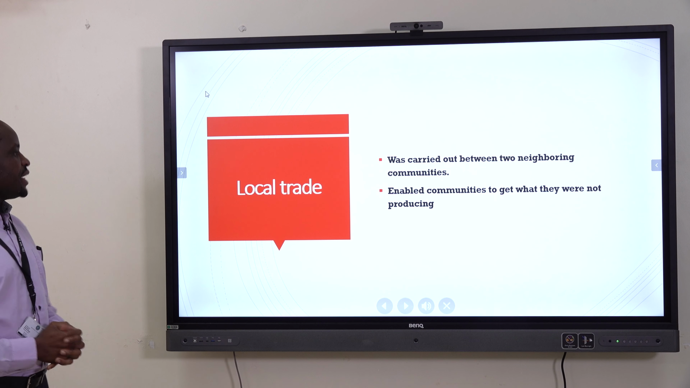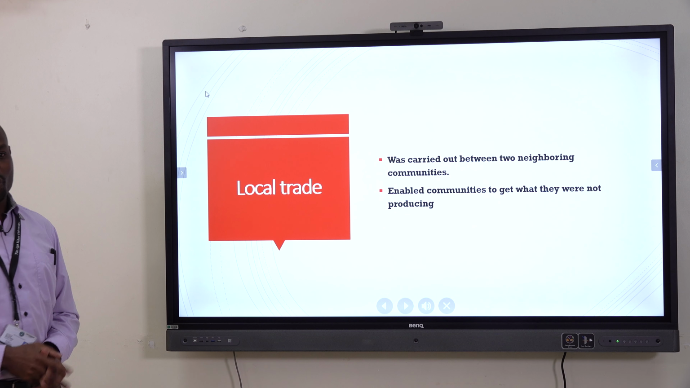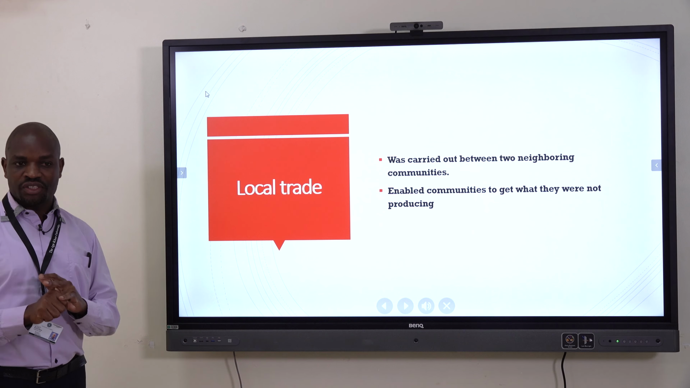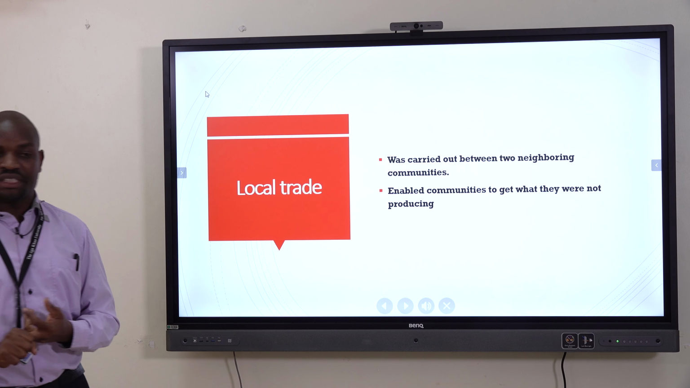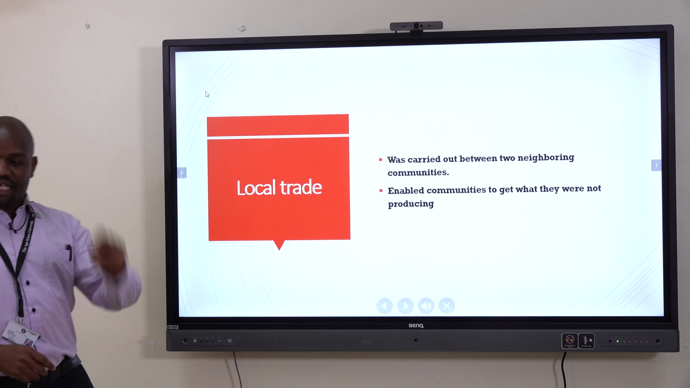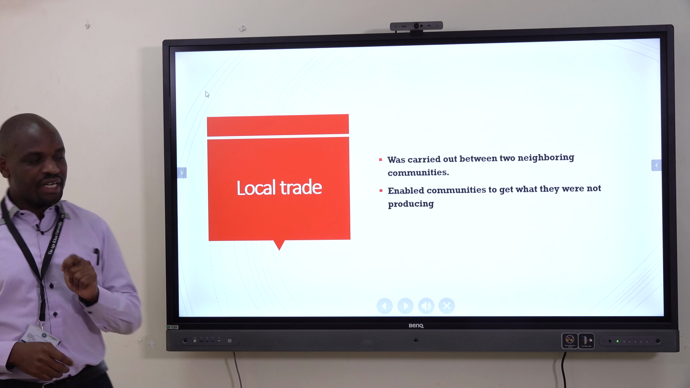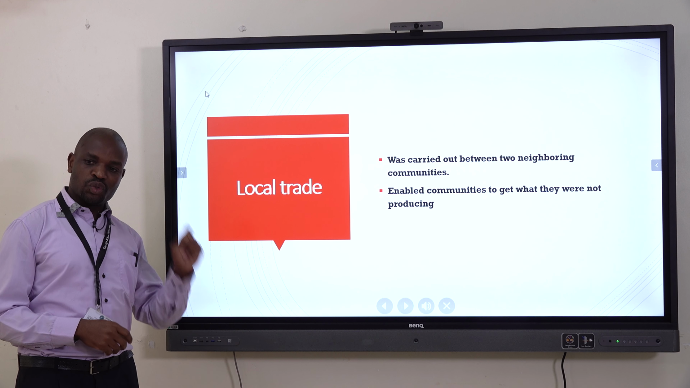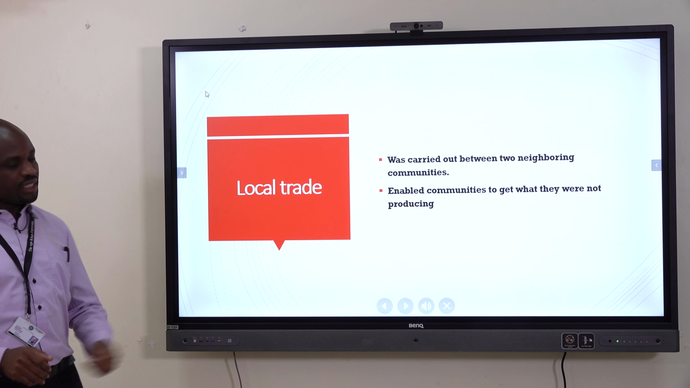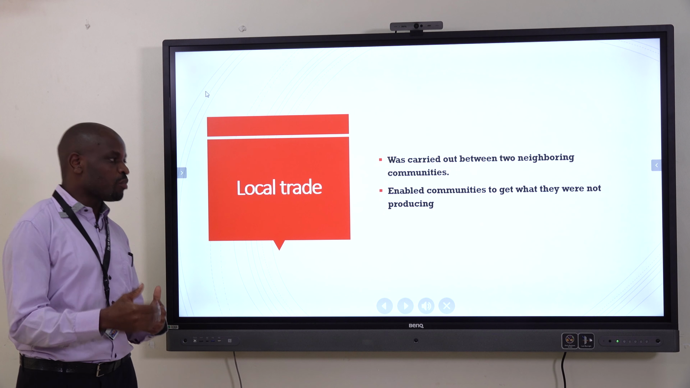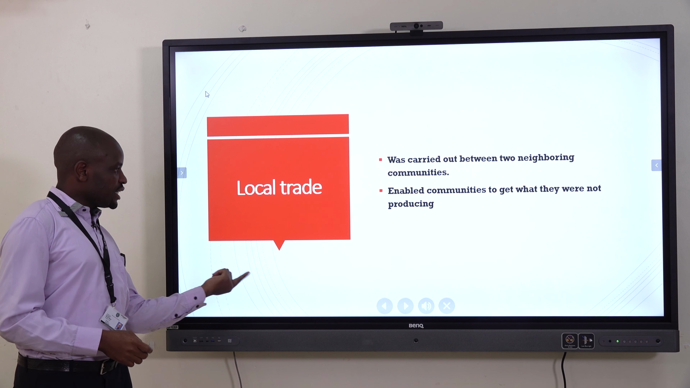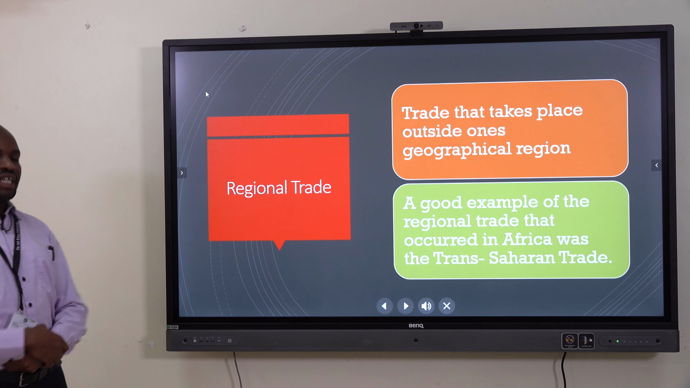The types of trade, there are three. We have what we call the local trade, the regional trade, and the international trade. With the local trade, this is a type of trade that is carried out between two neighboring communities, communities that are neighboring each other. This trade is important because it will enable communities to get what they don't have or what they don't produce. Then next, we have the regional trade.